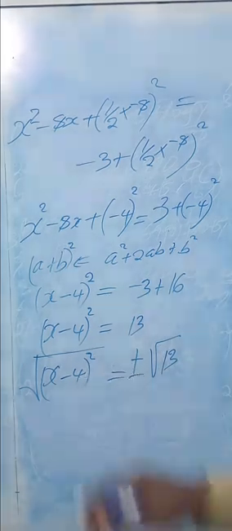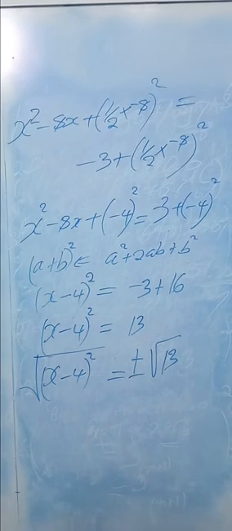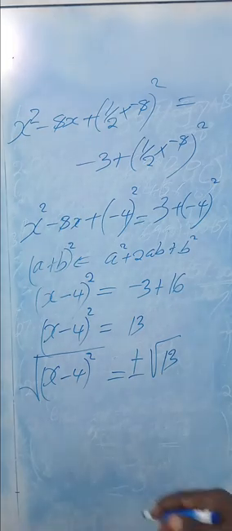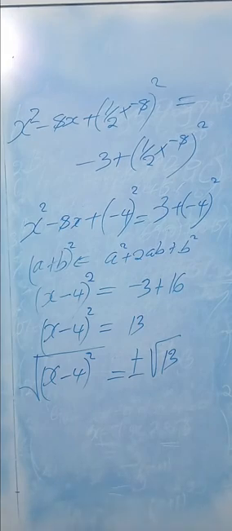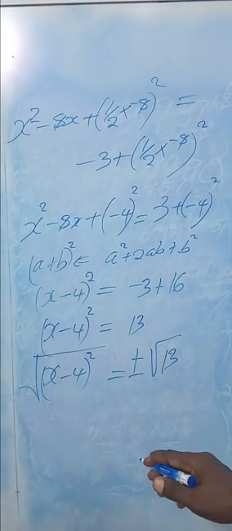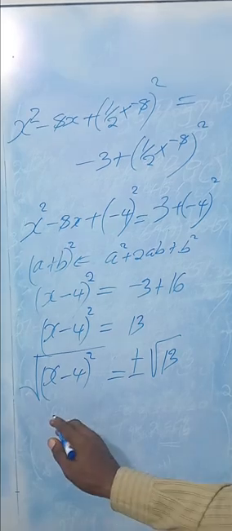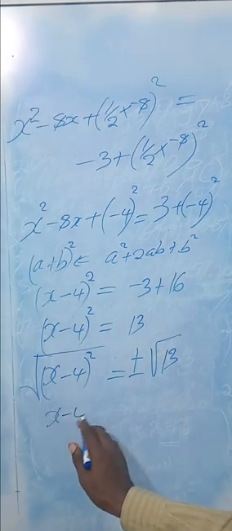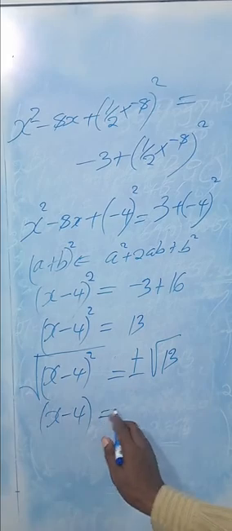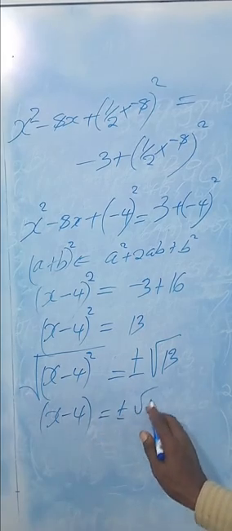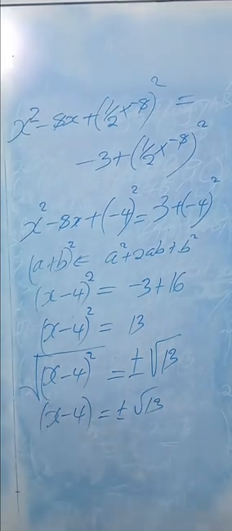Why? Because this is a square number. So there are two possibilities for a square number. It's either both numbers are negative or both numbers are positive. Now here we go. The square root of a square number is the number. So we have x minus 4, like that, equals plus or minus root of 13.